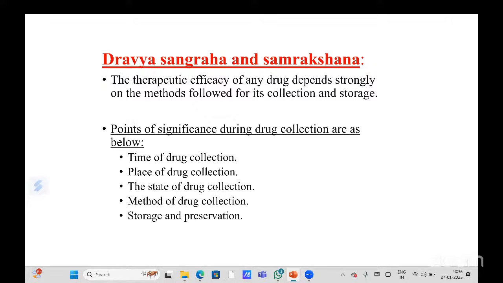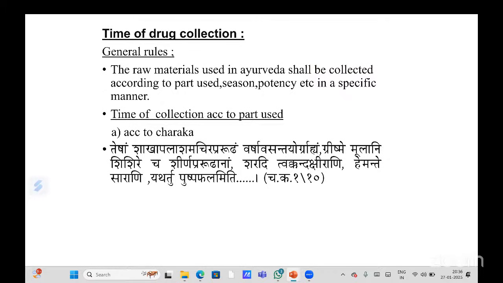The points of significance during drug collection are as below: time of drug collection, place of drug collection, the state of drug collection, method of drug collection, and storage and preservation. Coming to the time of drug collection, some general rules have been explained.